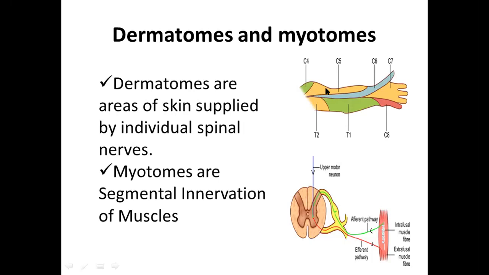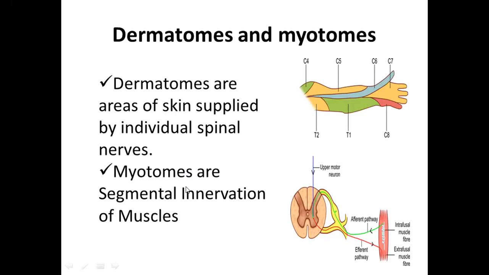The same applies if we do this with the muscle. Each muscle receives nerve supply, or motor supply, from a specific cord segment. So these are called myotomes. The myotomes are the segmental innervation of the muscles.